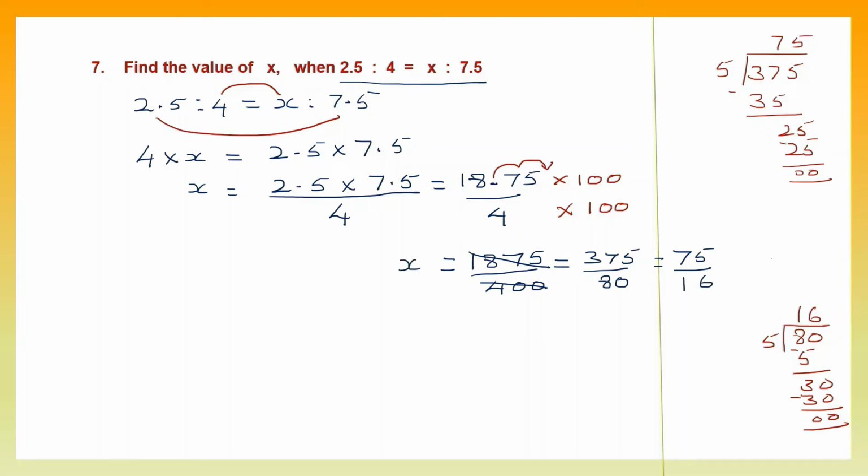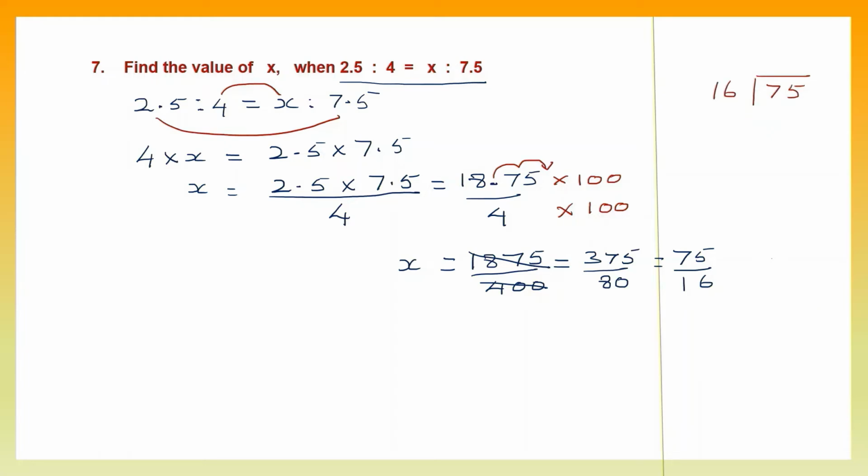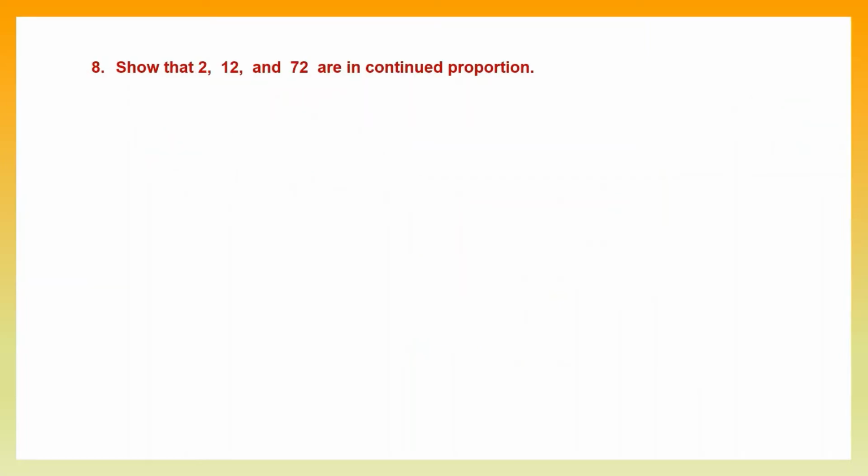Now let's convert that to a mixed number. Let me divide 75 by 16. 16 4s are 64 minus, 5 minus 4 is 1. 7 minus 6 is 1. 11. So what do I get here? X is equal to 4 11 by 16. So I have found the value of x to be 4 11 by 16.